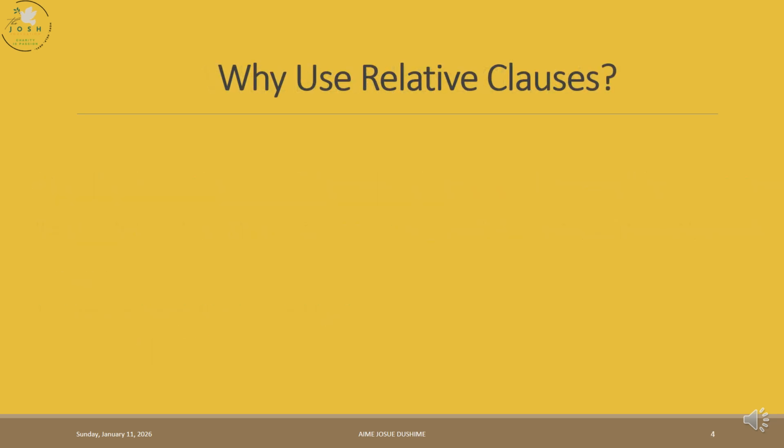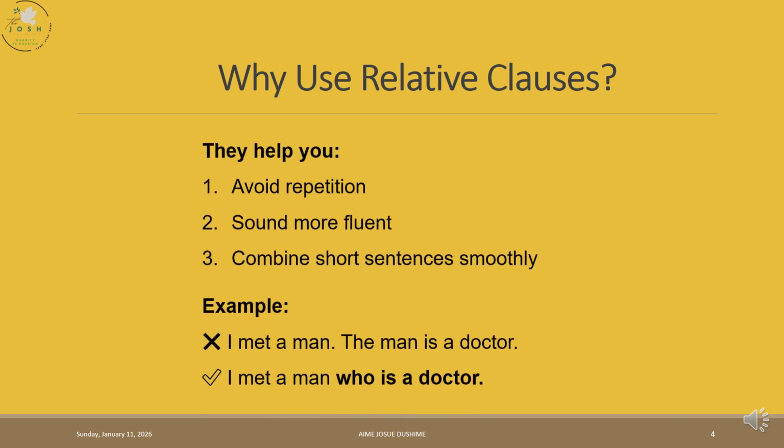Now, why do we use relative clauses? They help you to avoid repetition, to sound more fluent, to combine short sentences smoothly. For example, think of I met a man, the man is a doctor. Why do I have to repeat man, man? Why do I have to do such repetition when I have an easier way to join them and make one sentence: I met a man who is a doctor? The same meaning and a simpler way.